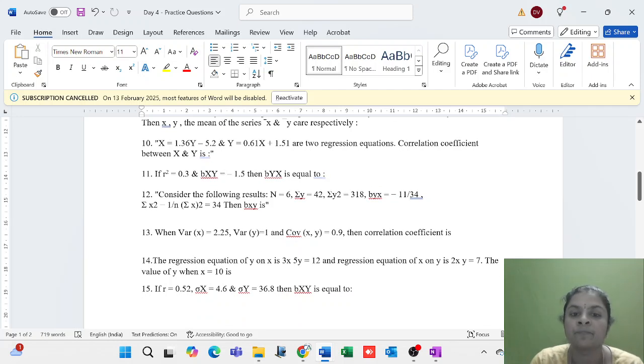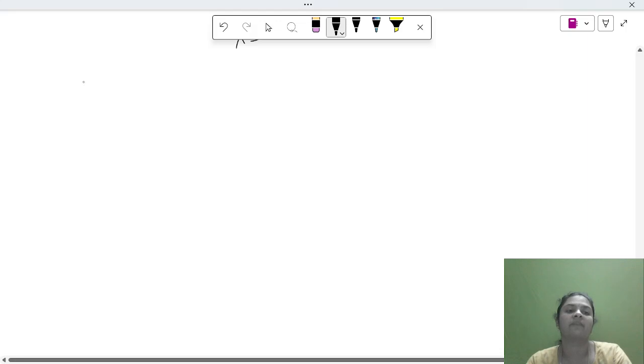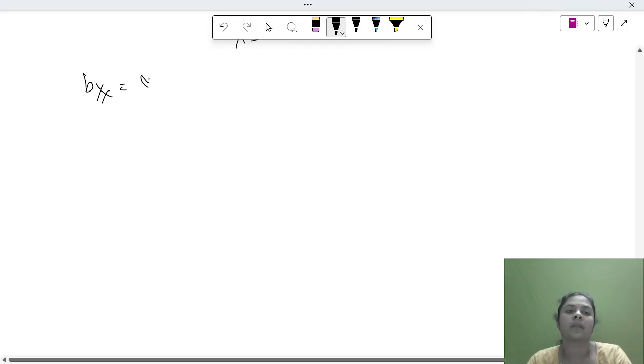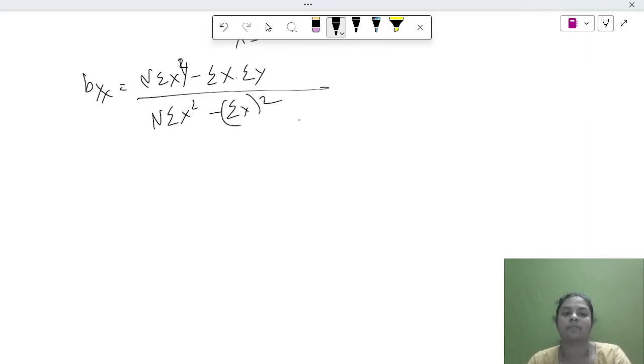Now here, if you see, they have given you byx. What is the formula for byx? N sigma x square minus, n sigma xy minus sigma x into sigma y divided by n sigma x square minus sigma x the whole square. Okay.